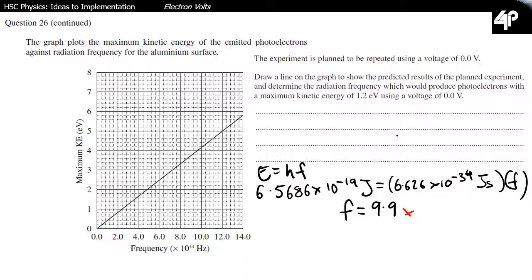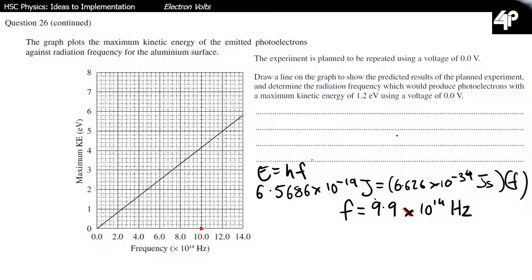Times 10 to the 14 hertz. This means that a photon of light with this frequency will overcome the work function. So this means that that is the threshold frequency. And the threshold frequency always touches the x-axis. This is pretty much 10. So let's just put our dot there.